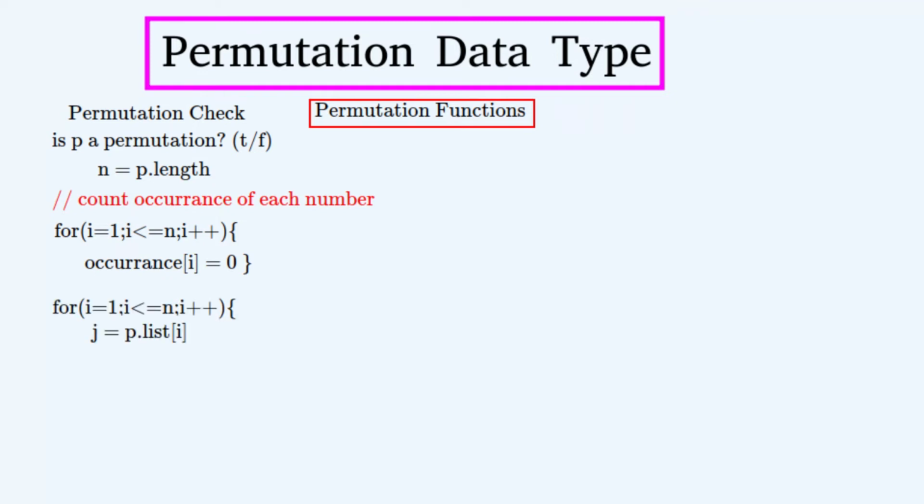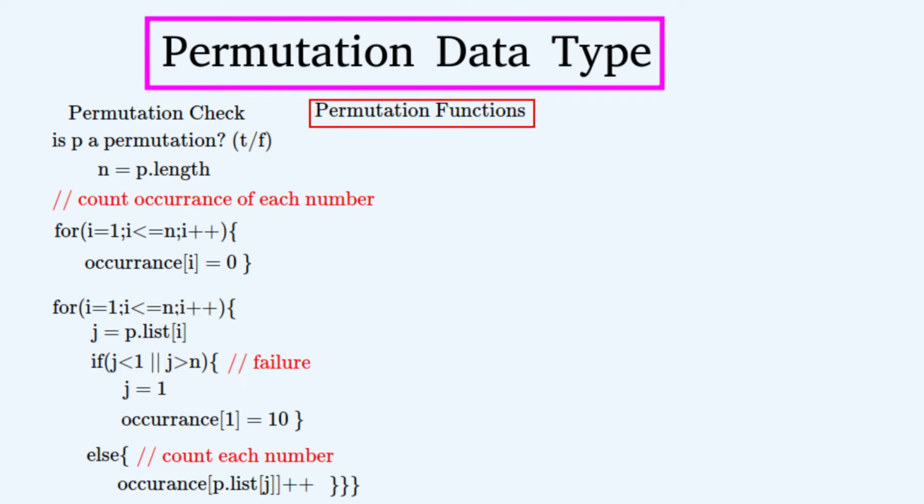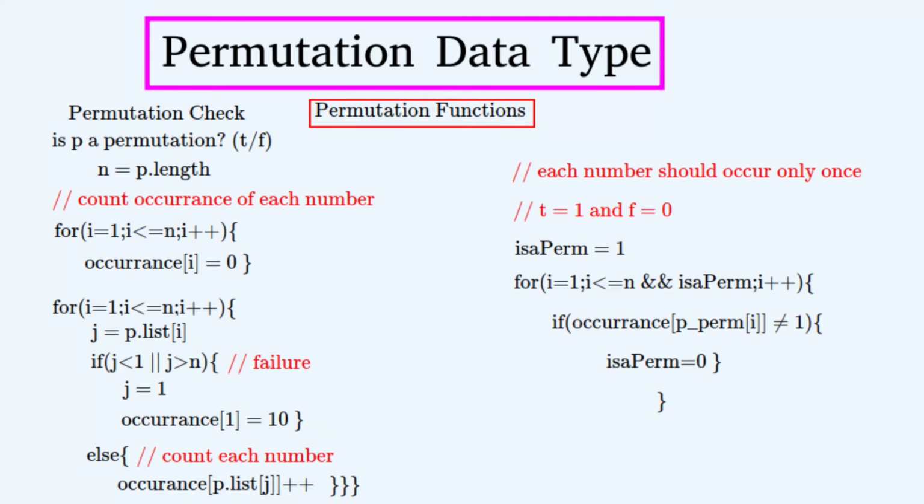We'll loop through each element of the list in the order that we find them. If there is a number that is out of range, then this guarantees failure. We'll just set an occurrence value to 10, which seems simpler than declaring another variable. So this is where we count the number of times each number occurs in the list. This is the code where we check if it is a valid permutation. Each element should occur only once. We'll return the value in the variable called isAperm.